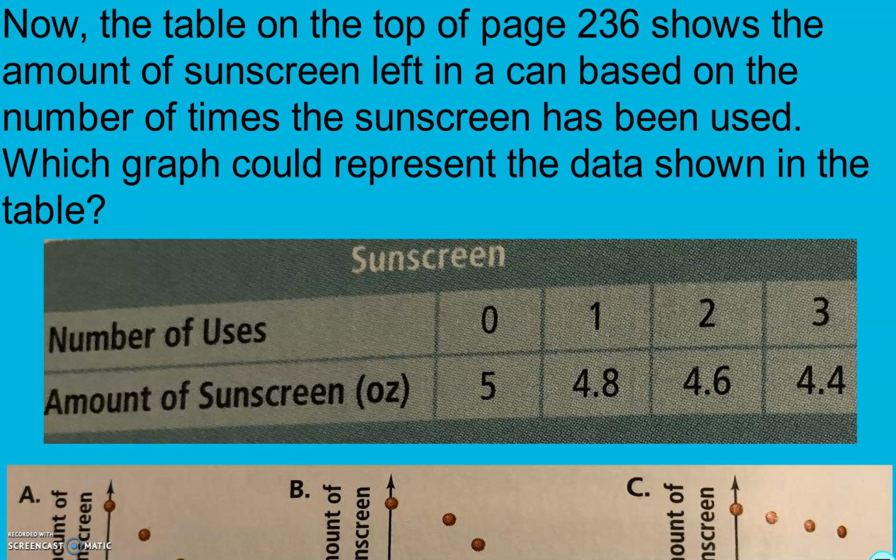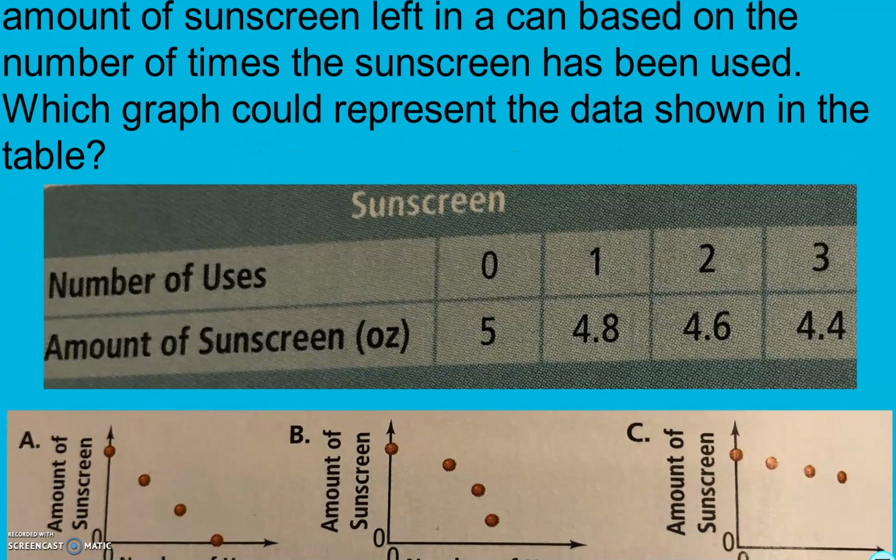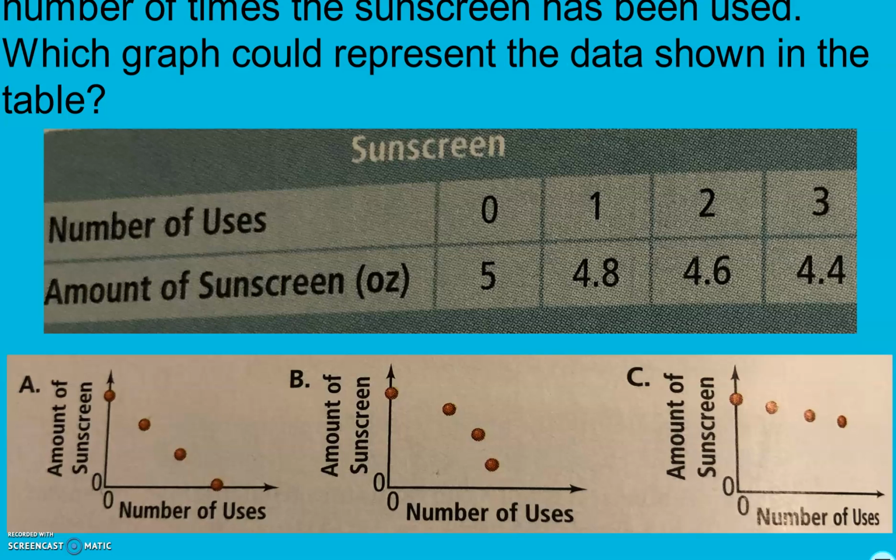Now, the table on the top of page 236 shows the amount of sunscreen left in a can based on the number of times the sunscreen has been used. So if there's 0 uses, we have 5 ounces left, 1, 4.8, 2, 4.6, 3, 4.4. So if we look here, our number of uses goes up. We're going to check our relationship. In all of these, it starts high and then goes low. So any of these could work there. But if we look, our change here is minus 0.2, minus 0.2, minus 0.2. So our change is the same every time, which means it can't be B.